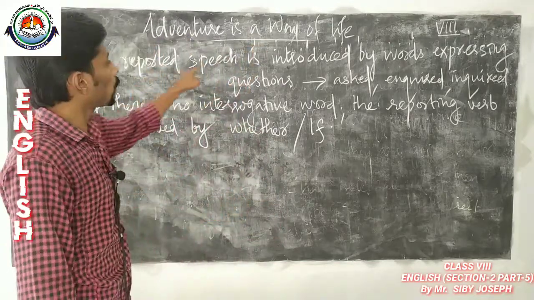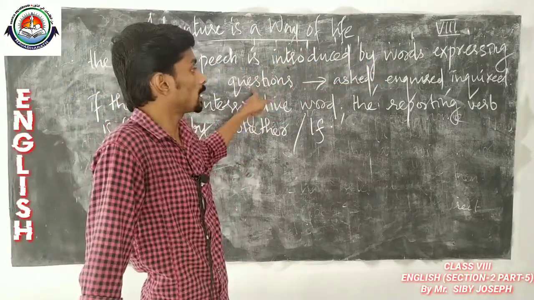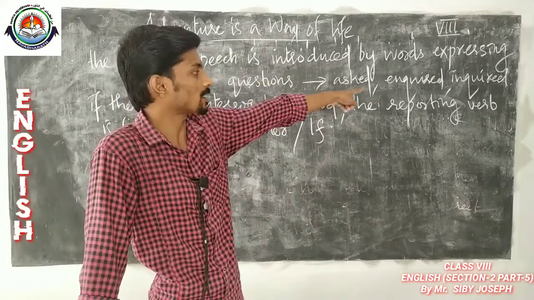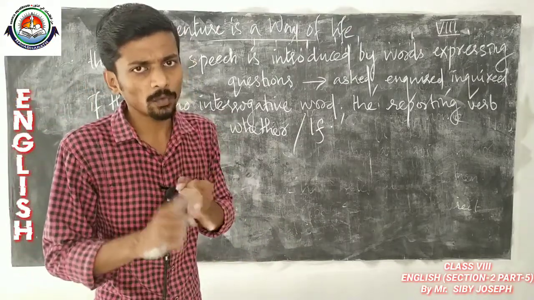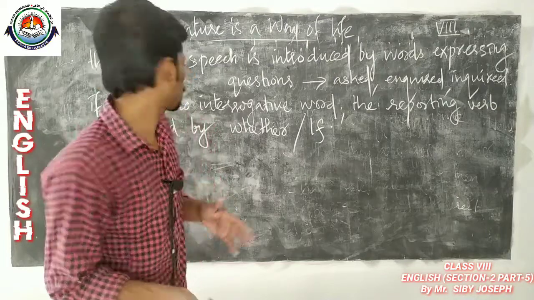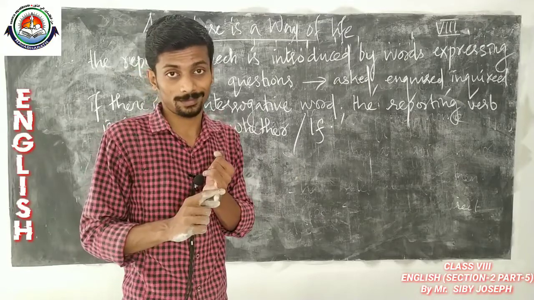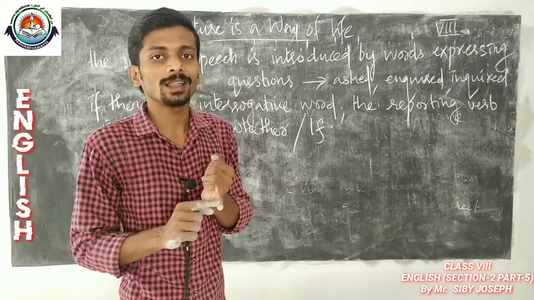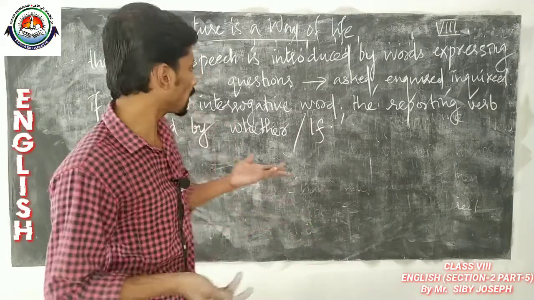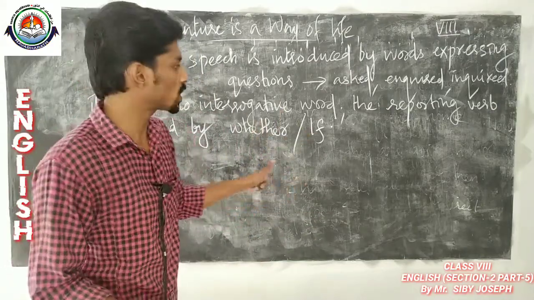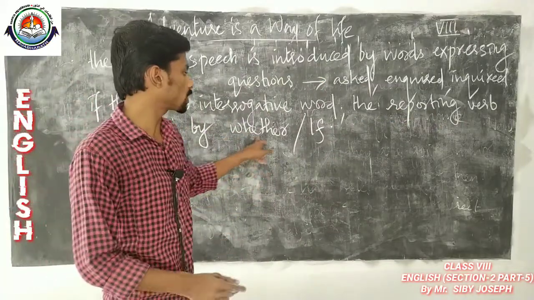The first one is the reported speech is introduced by words expressing questions. We have to use words expressing questions such as asked, enquired, inquired, etc. And if there is no interrogative word, you all know why, when, which, the words which we use to make questions. For example, will you come tomorrow? It is actually a question, but even though it is a question, we can't find an interrogative word there. So, when converting such questions into reported speech, the reporting verb is followed by whether or if. We have to use whether or if.